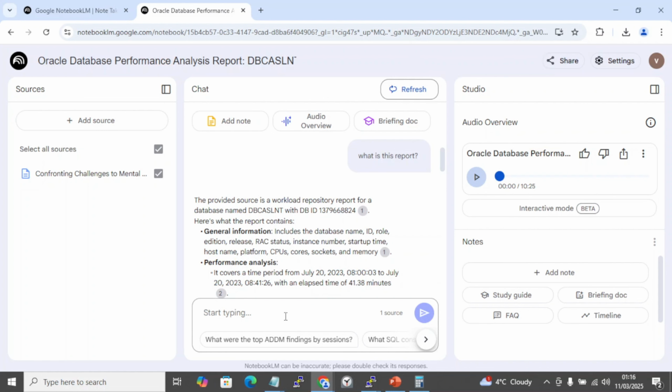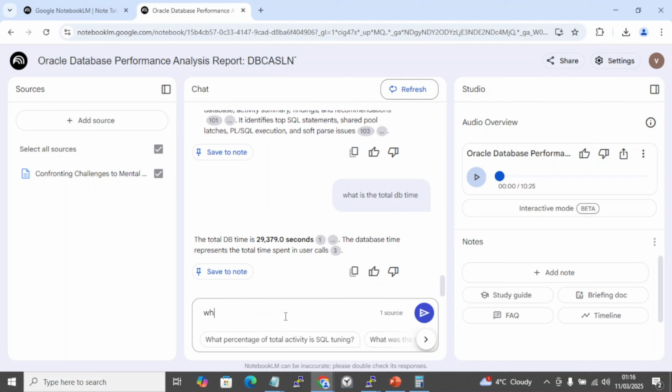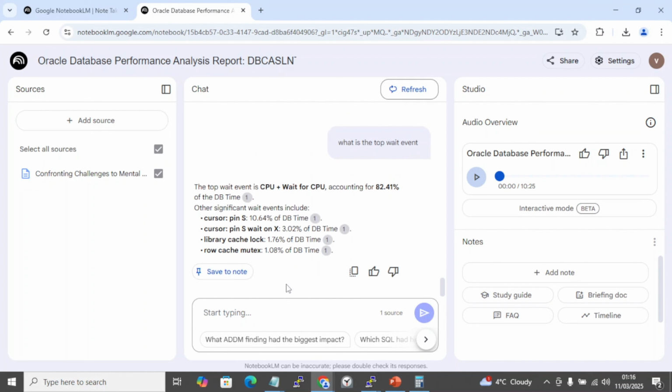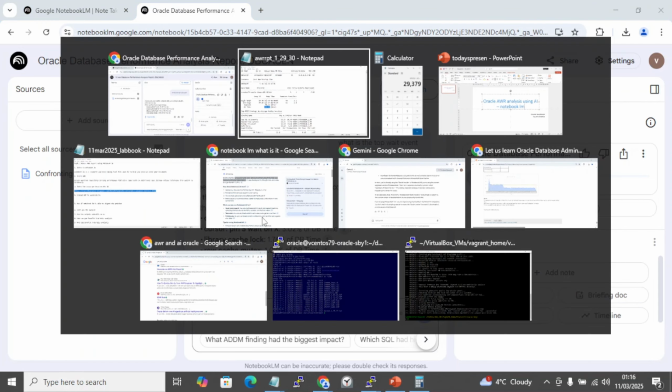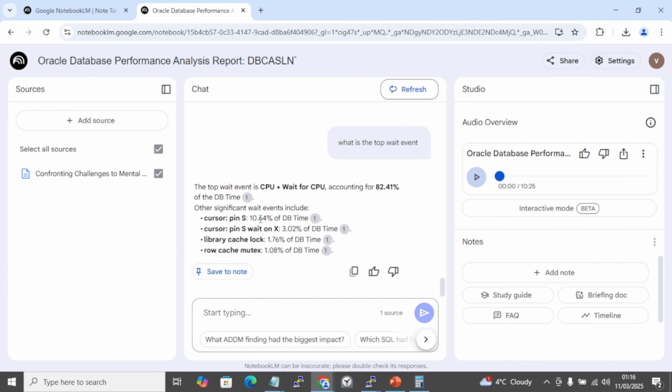Now let's ask what is the total DB time. Let's see if it's able to tell me that. It said that. Okay. What is the top wait event? Let me see if it's able to give me the answer. The top event is CPU plus wait for CPU, and other significant events include 10.64 DB, but this is wrong, I guess. It's not 10.64. That was 11.8 cursor pins. I don't know where it got 10.64.